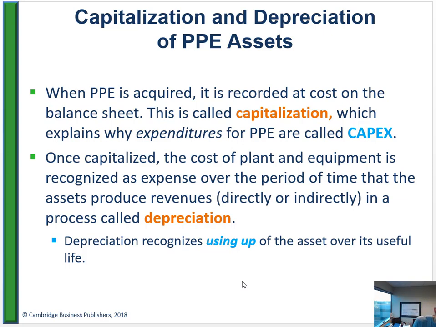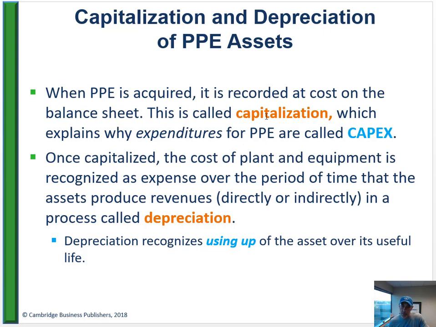Okay, moving on. Let's go through the same analysis for PP&E, but first we're going to look at depreciation and the effects of depreciation on PP&E. This should be familiar from your first accounting class, but just note that PP&E is recorded at cost on the balance sheet, and that's called capitalization.